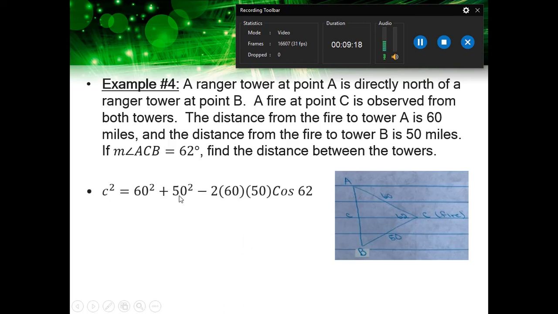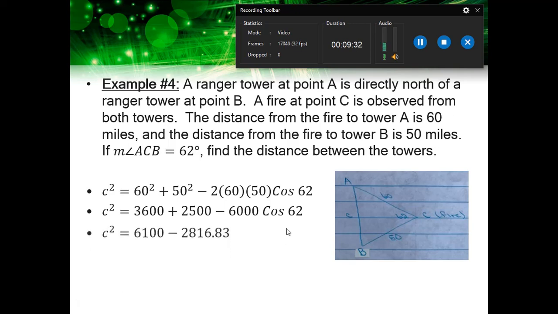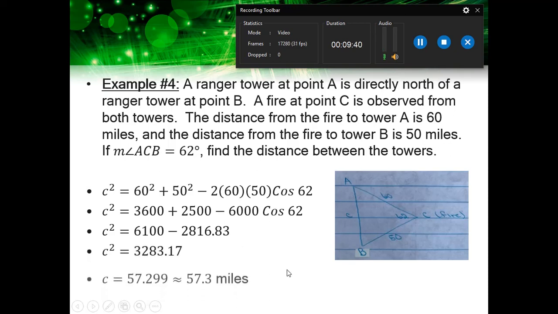I'm filling in the two sides I do know. Again, the same two sides. And then I have cosine of 62. We're going to do our squaring and multiplying. I'm going to combine my like terms, but I'm also going to multiply 6,000 times cosine of 62. Now we'll subtract and we'll square root. So the distance between the two towers is 57.3 miles.